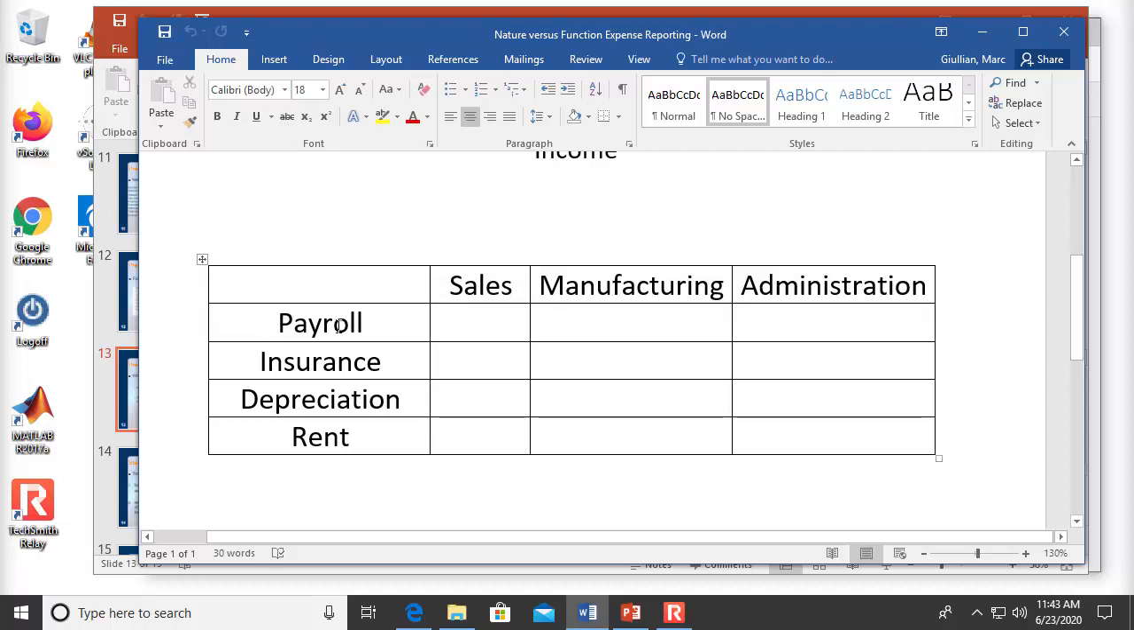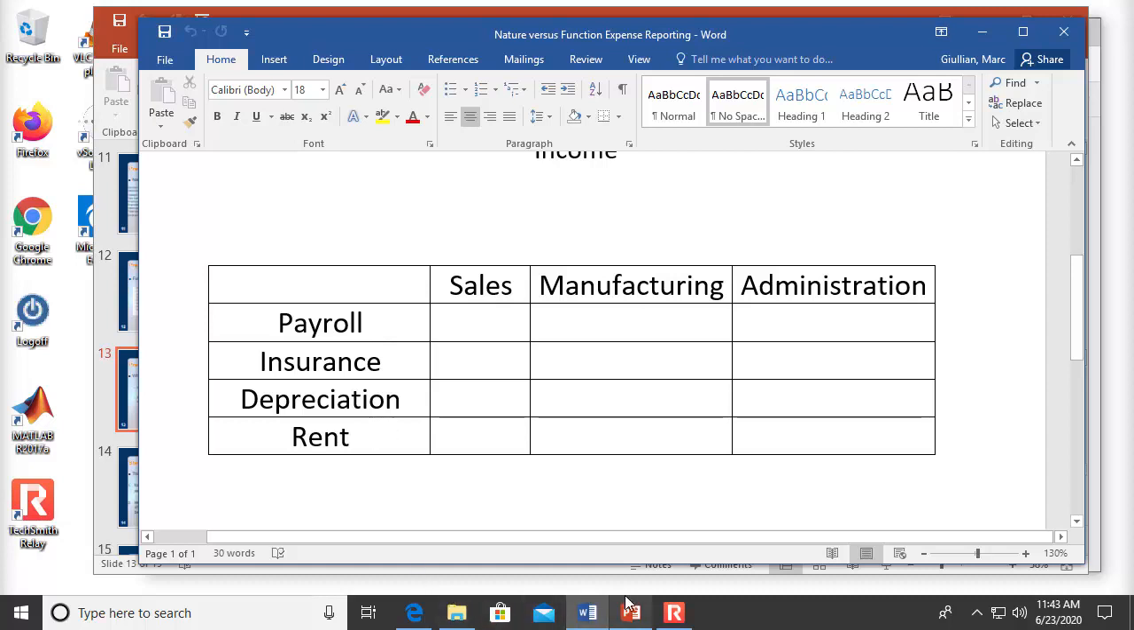We can have payroll, where we're paying people's salaries, and those salaries could relate to the function of sales, manufacturing, or administration. We could have insurance, which is the nature of the expense. We're paying for insurance, but there could be insurance costs in the sales function, in the manufacturing function, in the administration function, and so on. I want you to be able to distinguish whether a company is using a functional way to report their expenses or doing it by nature.